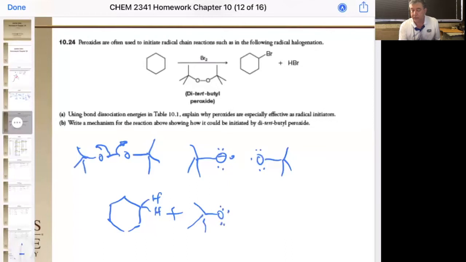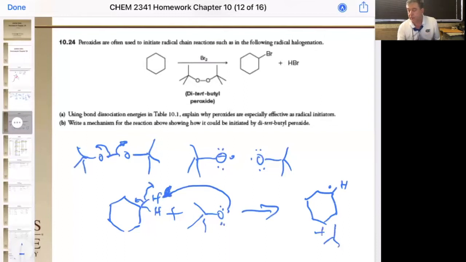And that's going to do radical abstraction. It's going to come over here. Oops, not a double arrow, just a single arrow there. And then one of the electrons is going to come this way, and one of them is going to come that way, yielding our next radical. Our hydrogen is still there, but we have a radical on here, and we've made the OH. We've made the t-butanol. So that's what the initiation step is going to look like.